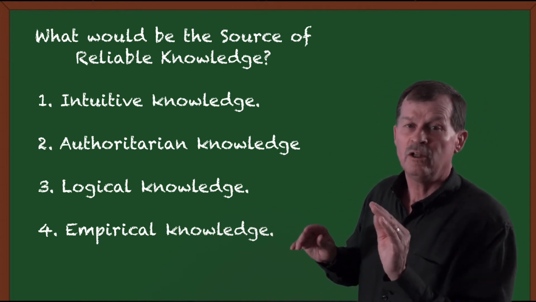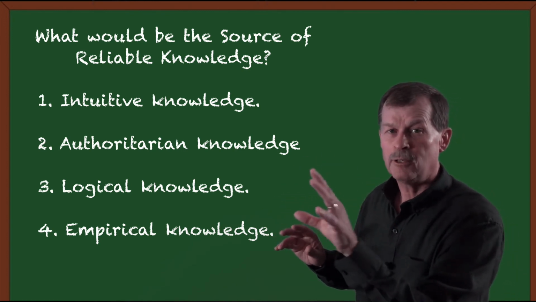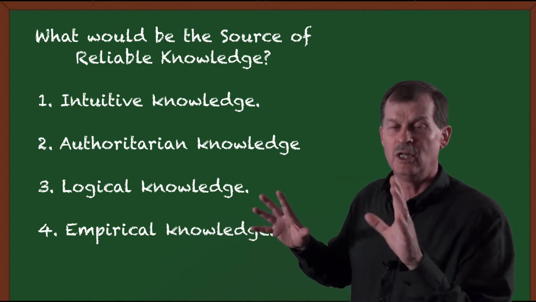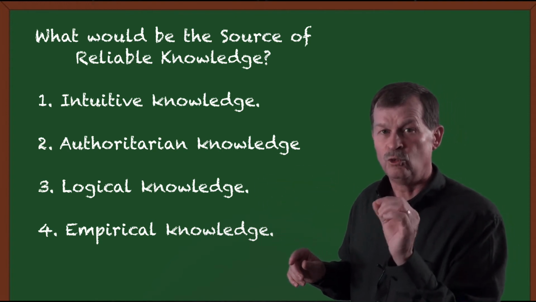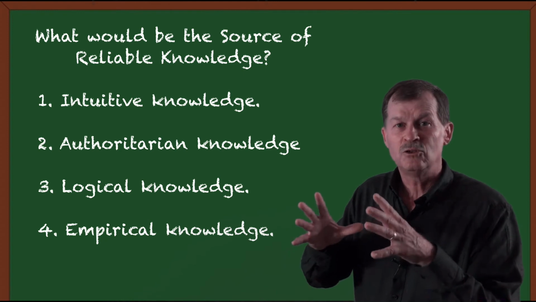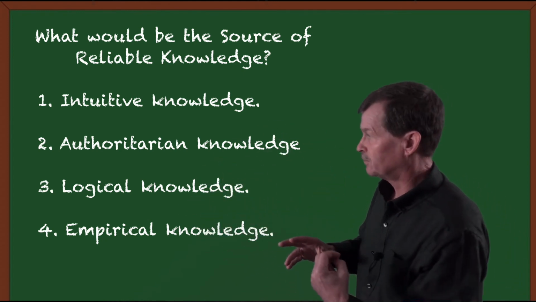Authoritarian knowledge means knowledge from outside. It could be a book, it could be a document, it could be a person, could be an object, whatever is that authority. Okay, that includes revelation, which is biblical parameters, because that is the authority, it has been revealed.